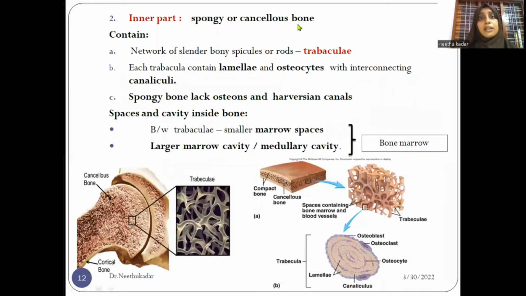The inner part of the bone is called spongy bone or cancellous bone. It contains a network of slender bony spicules or rods called trabeculae. So these are the trabeculae. Each trabecula contains lamellae and osteocytes within, which are interconnected by canaliculi. The spongy bone lacks osteons and Haversian canals. They derive their nutrition through diffusion.